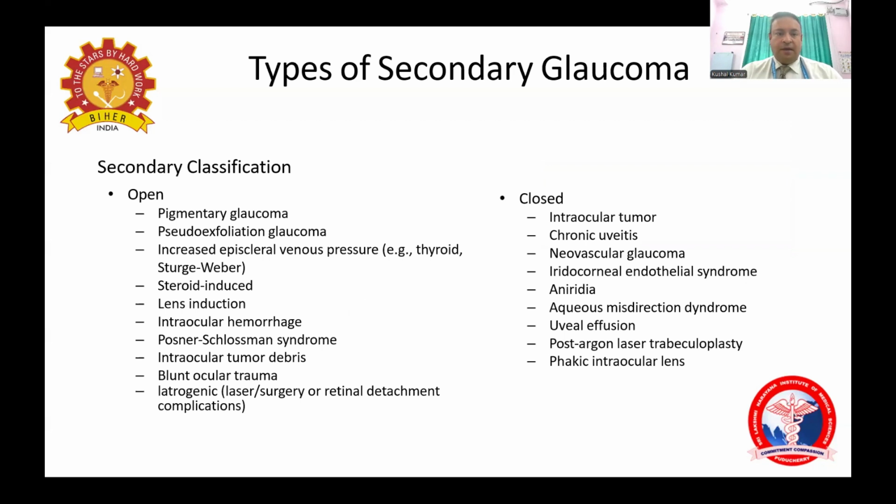Types of secondary glaucoma are explained as follows. Could be because of open angle or closed angle, and these are the various things that could cause it. Most important being pigmentary glaucoma, pseudoexfoliation, Sturge-Weber syndrome, steroid-induced, and closed could be because of intraocular tumors, uveitis, neovascular glaucoma, or iridocorneal endothelial syndrome.